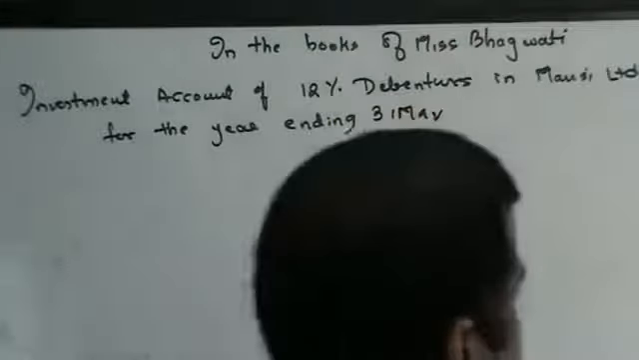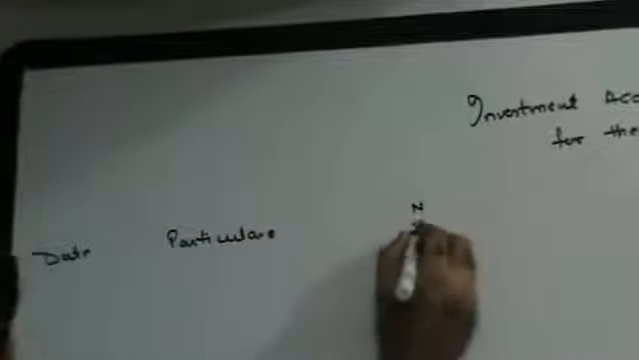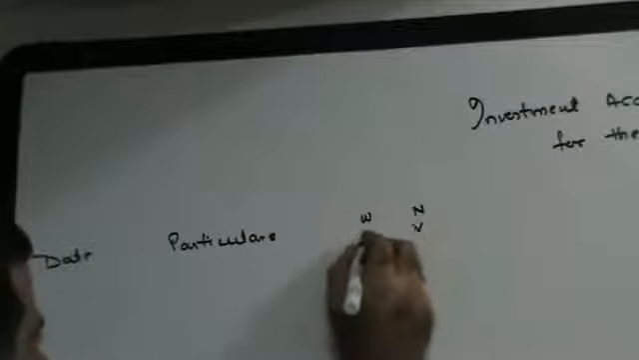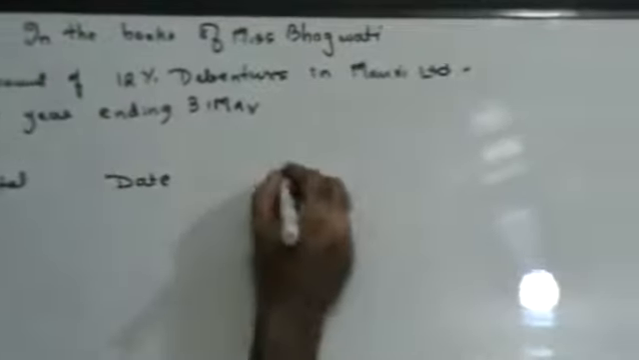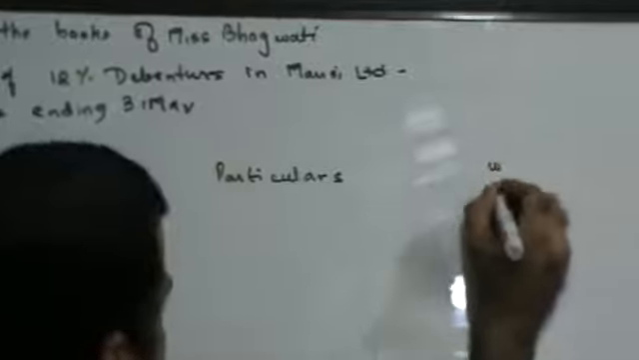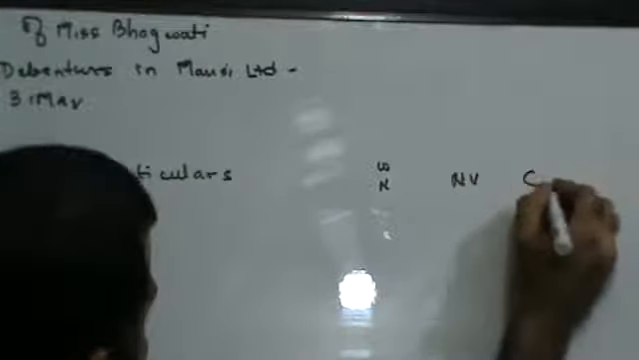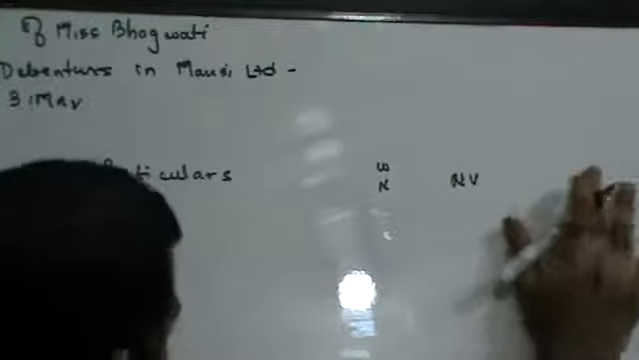Let's do the sum, guys. Date, particulars, nominal value, working note, nominal value, interest, capital, date, particulars, working note, nominal value, capital, interest, capital.